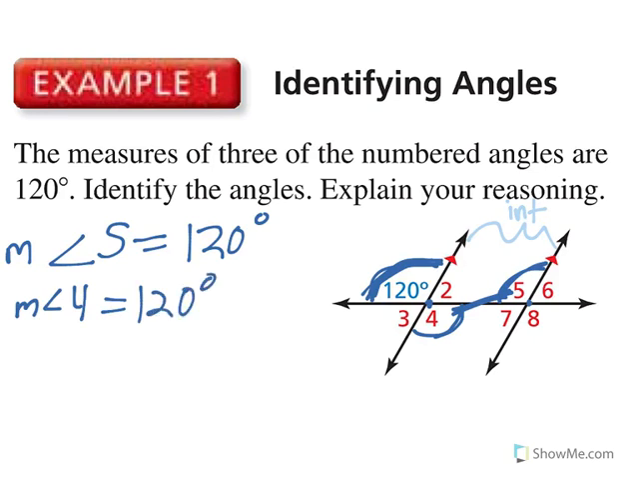And then my last set of congruent angles is my alternate exterior angles. So exterior, I have the 120 that we started with. It's an exterior angle, and I need an alternate angle with it as well. So I'm going to cross my transversal, go to the other side of my exterior, and so I would be looking at angle 8. So the measure of angle 8 would also equal 120 degrees.